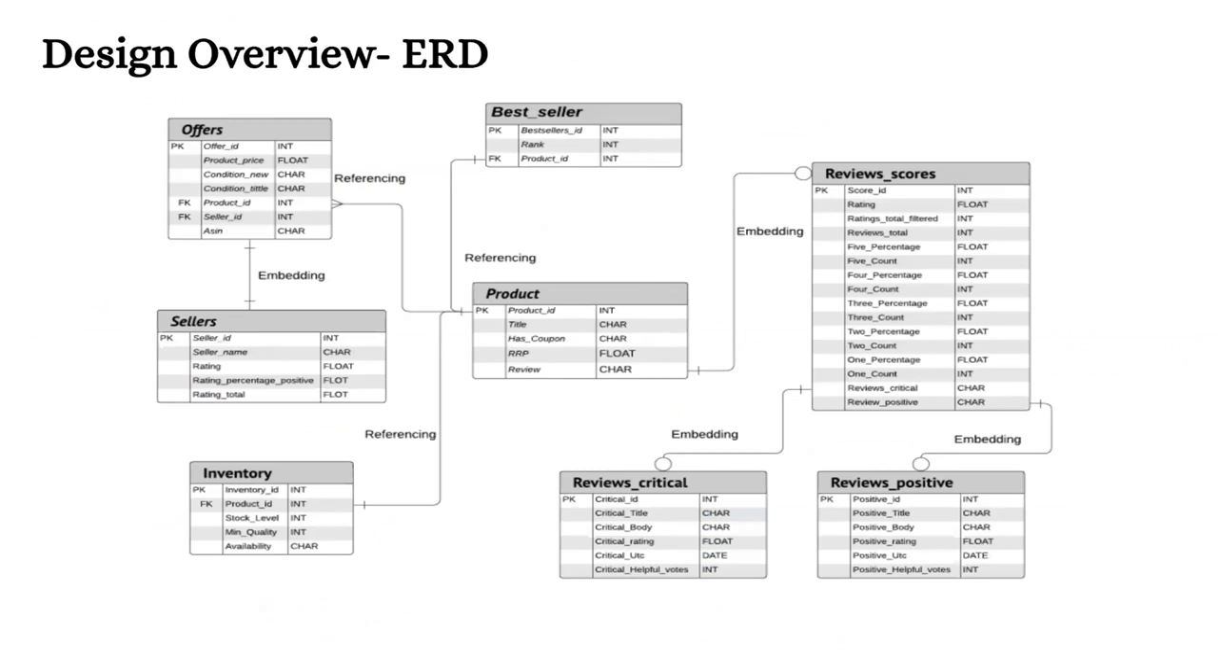As you can see here, for example, for the product document, we embedded the customer reviews information, which includes the most critical reviews and most positive reviews, into the product document. And because one product may have multiple offers, we use a referencing relationship here, and we put the product ID inside the offers document as a foreign key. And next, Opal is going to talk about more details about the data integration part.